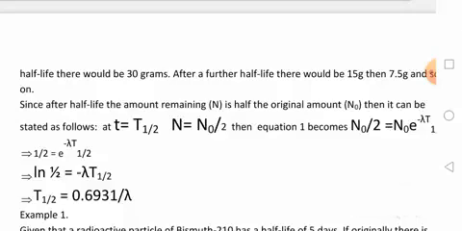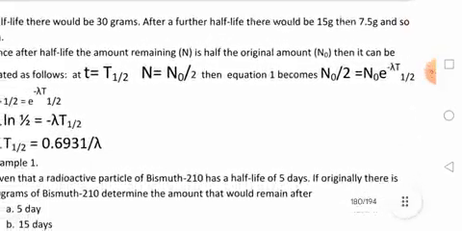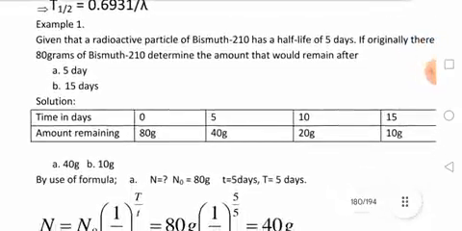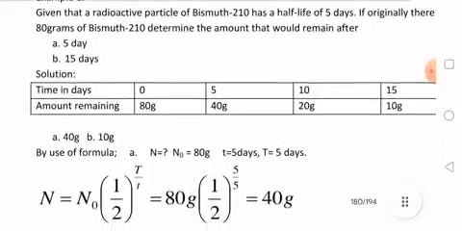Let us have an example. Given that a radioactive particle of bismuth-210 has a half-life of 5 days. If originally there are 80 grams of bismuth-210, determine the amount that would remain after 5 days and after 15 days.